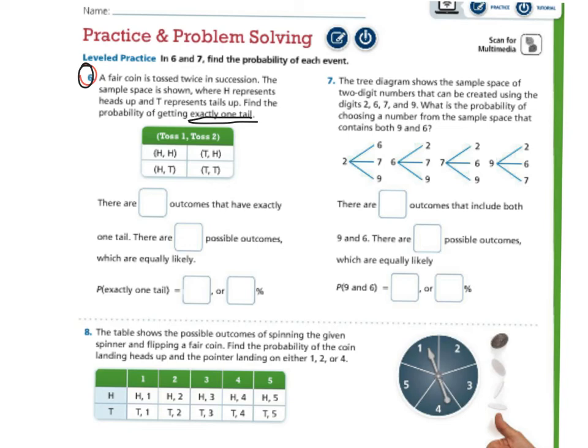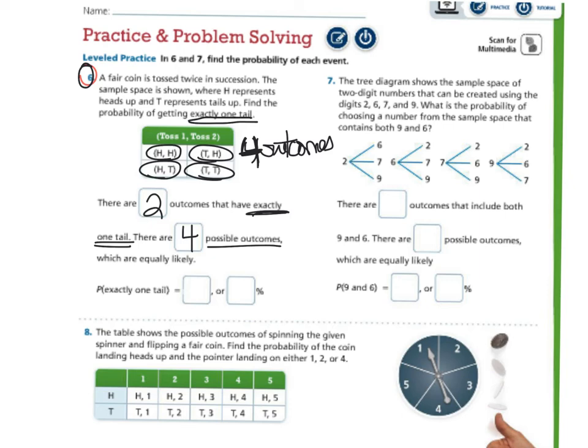So there are 4 total outcomes here. 2 heads, 2 tails, or 1 heads and 1 tails. Okay, how many outcomes have exactly 1 tail? And I need to change this because there are 4 outcomes total here. But out of those 4 outcomes, how many of them have exactly 1 tail? And that is 2 of those outcomes. There are 4 possible outcomes, which are equally likely. So getting 1 tail is 2 out of 4. Okay, which is the same as 1/2 or 50%.